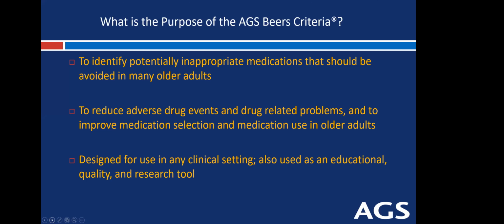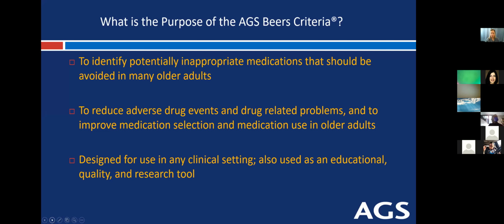And really, again, as we talked about, these are designed to be used in any clinical setting, and also as an educational, quality, and research tool. So for example, in our pharmacy curriculum, we would talk about the Beers criteria with our students so that they had an understanding of which medications are on the Beers criteria, which medications would be potentially inappropriate. So as they're scanning medication lists for appropriateness, those would stick out to them.